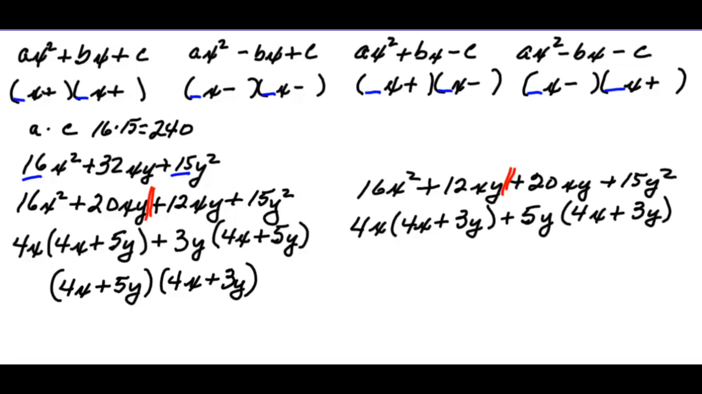And notice, now I have a common term. That common term is 4x plus 3y. And what do I have left? 4x plus 5y. How does that compare to our first answer? Well, actually, they're identical. It's just that we flipped the terms. In our first answer, we had 4x plus 5y. And now in our second answer, we had 4x plus 3y. But our second terms are the flip of each of them.